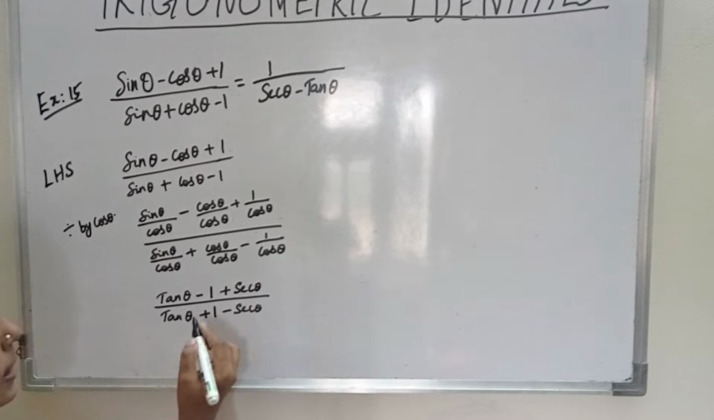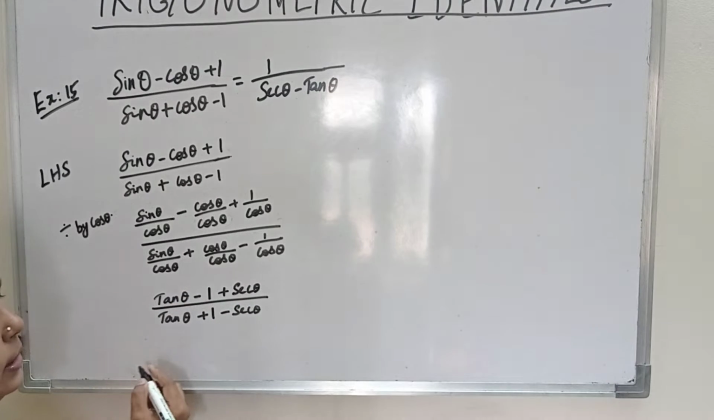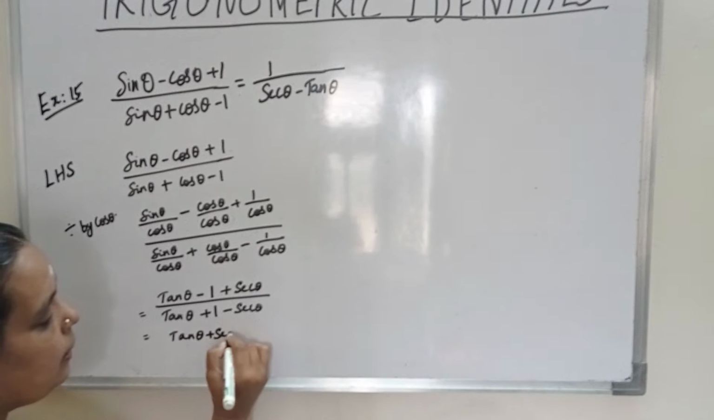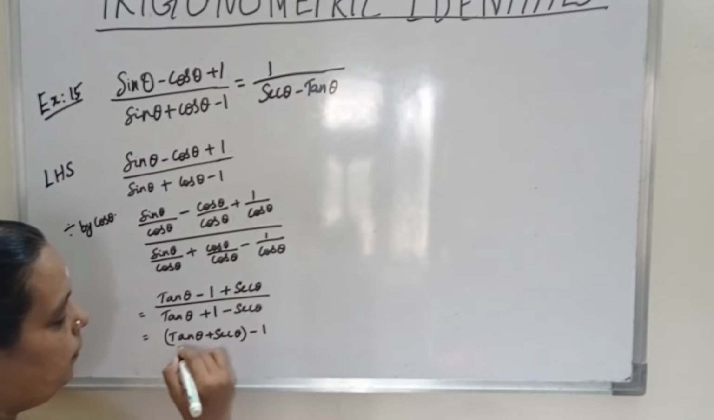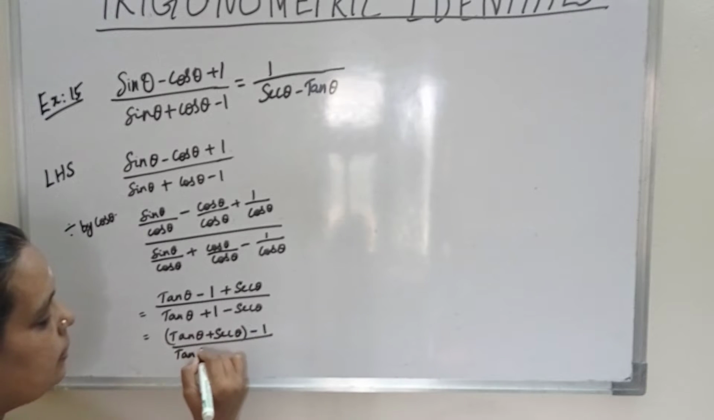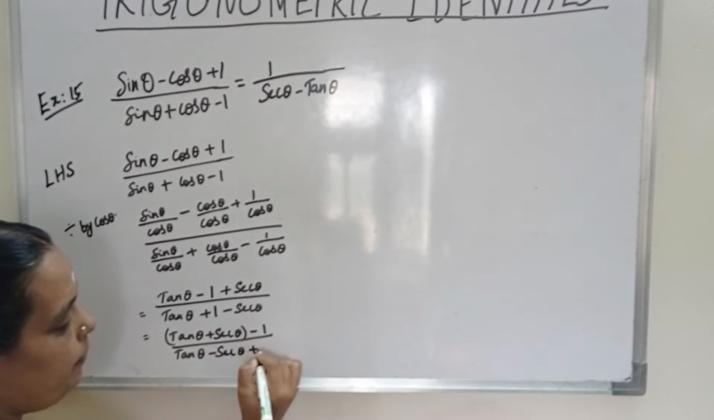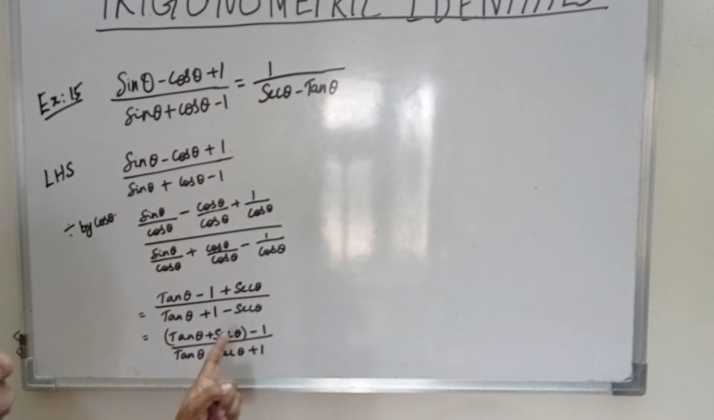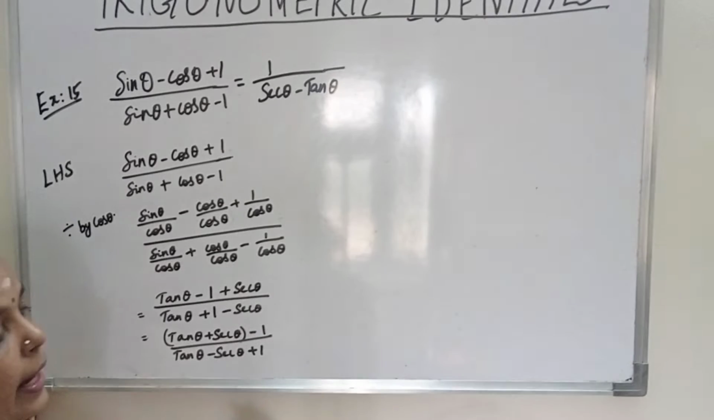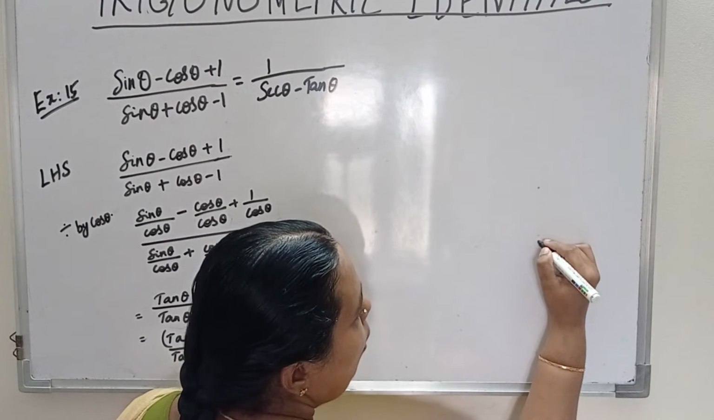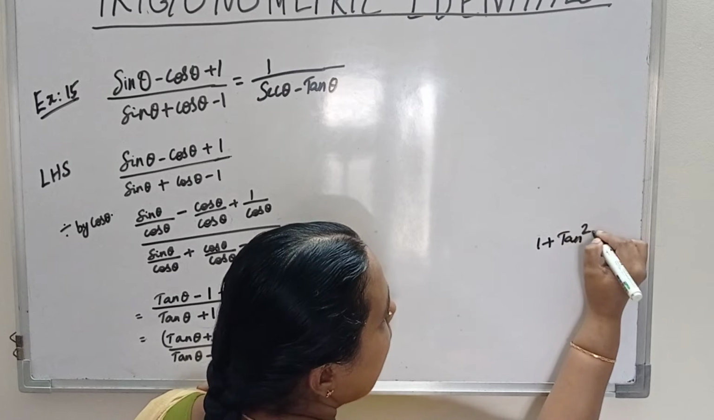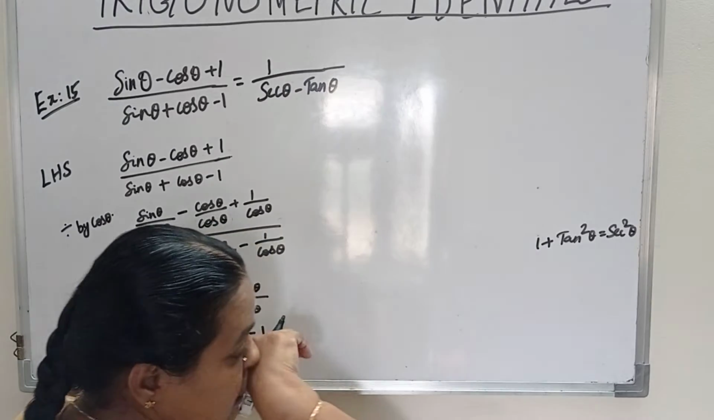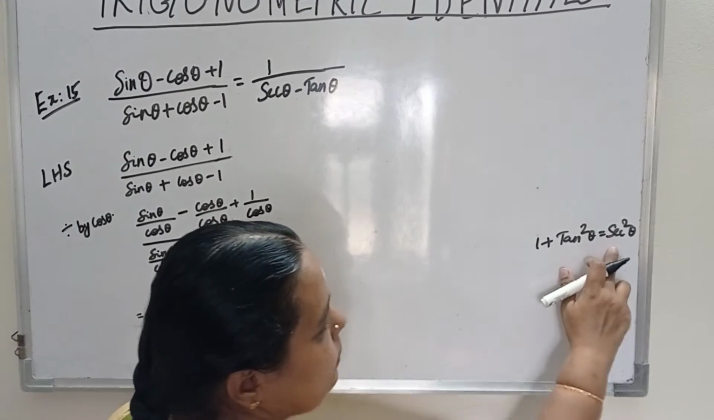Now after this, we will bring secant theta to this side and write it as tan theta plus secant theta minus 1 by tan theta minus secant theta plus 1. You know why we are segregating these and bringing 1? Because instead of 1, we are going to write it as secant square theta minus tan square theta, because 1 plus tan square theta is equal to secant square theta. This is the identity which we have learnt. One of the identities is 1 plus tan square theta is equal to secant square theta.